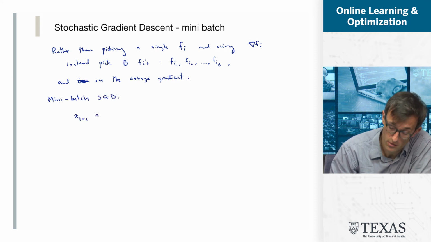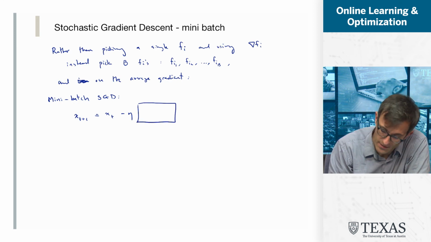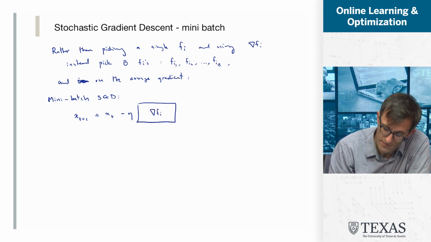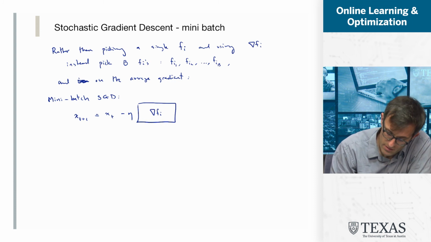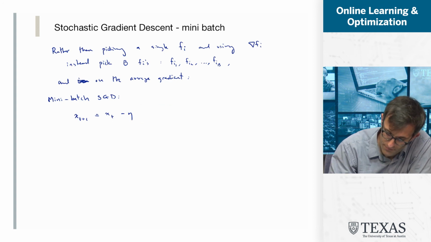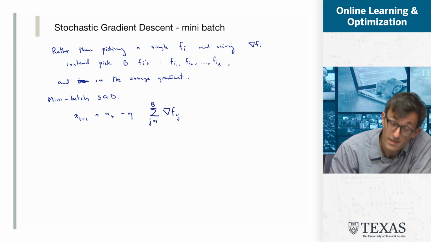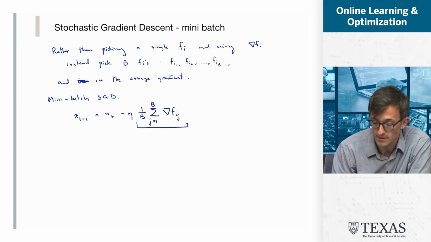x_{t+1} is going to be equal to x_t minus eta. Okay, and what am I going to put in here? Before, I just had the gradient of f_i. Now I'm going to put the sum of the gradient of f_{i_j}, j equals 1 to b, where b is my mini-batch. And I need to multiply this by 1 over b. So let's check that this is indeed a subgradient.